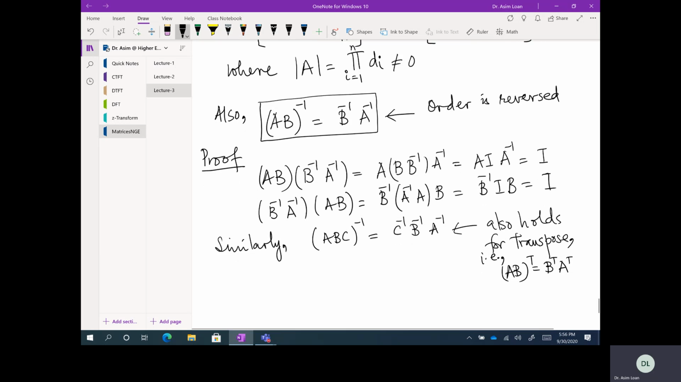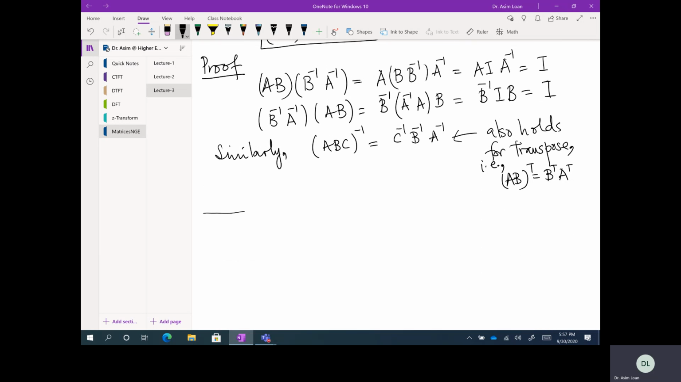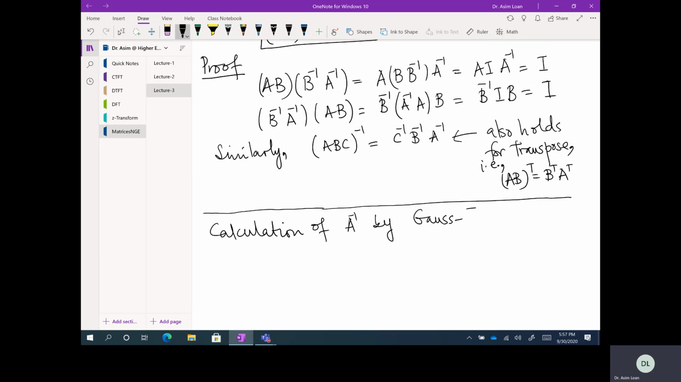Okay. So how do we calculate an inverse? Although we don't want to ever calculate an inverse, how do we calculate an inverse? So, calculation of A inverse by the Gauss-Jordan method. This is nothing else but the extension of the row echelon form when your right hand side is an identity matrix. So how do you do calculation of A inverse by the Gauss-Jordan method?